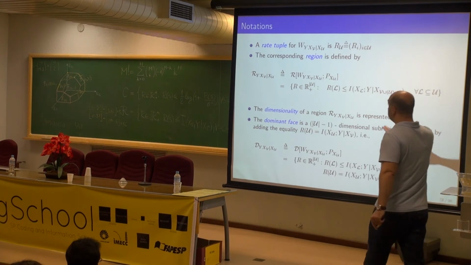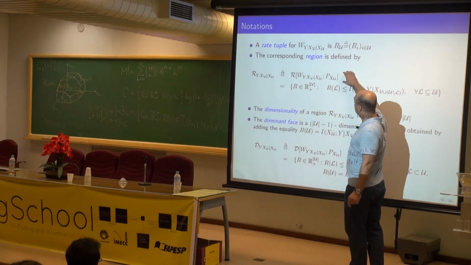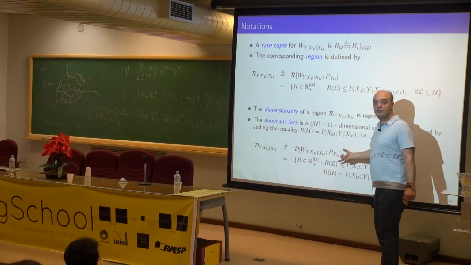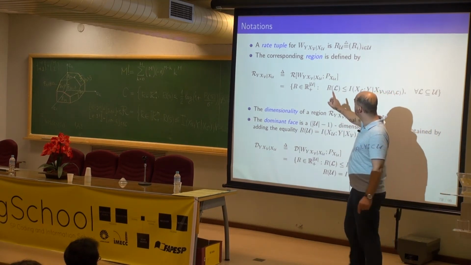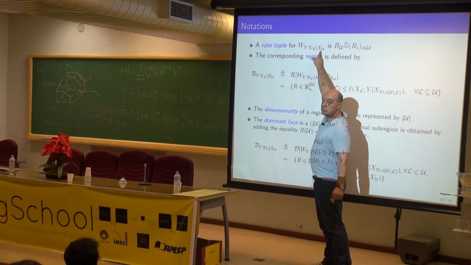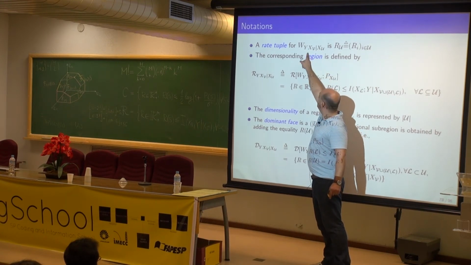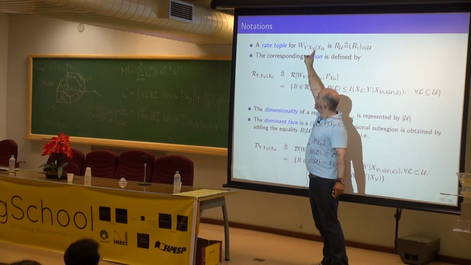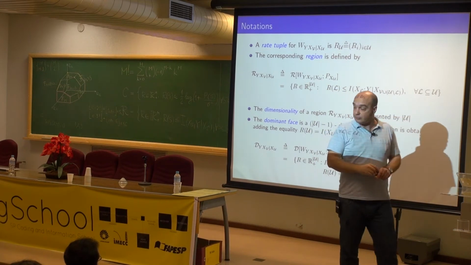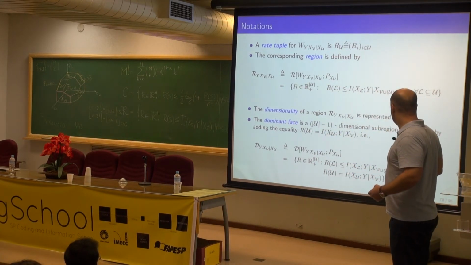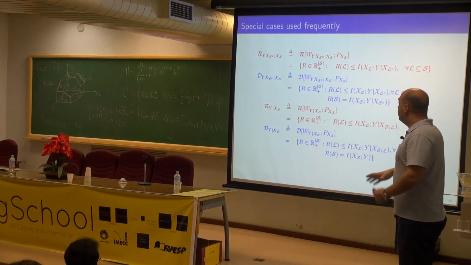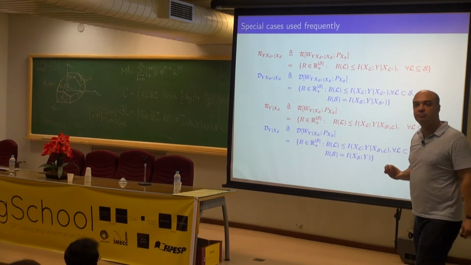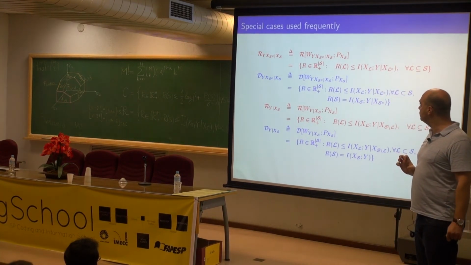By this we define two animals. One is called the region, and one is called the dominant phase of the region for this channel, with inputs in U and output Y and all the other users V. And we have 4 such similar regions.